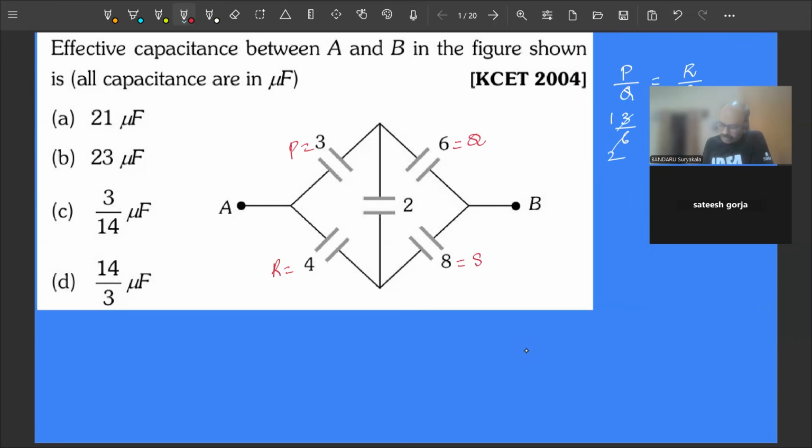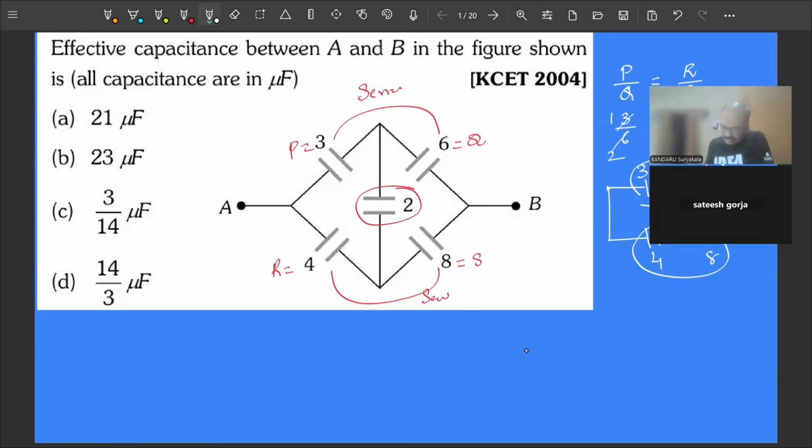Now we can remove this capacitor 2. Now 3 and 6 are connected in series, and 4 and 8 are connected in series. That means we can write the equivalent diagram. This is 3, this is 6. This is 4, this is 8. Now these two are in series, these two are in series.